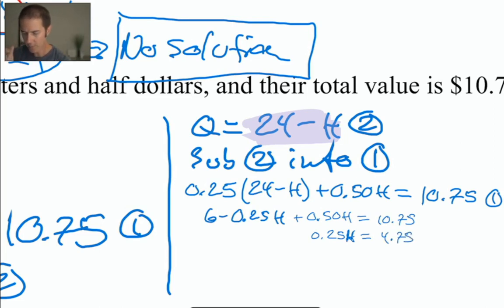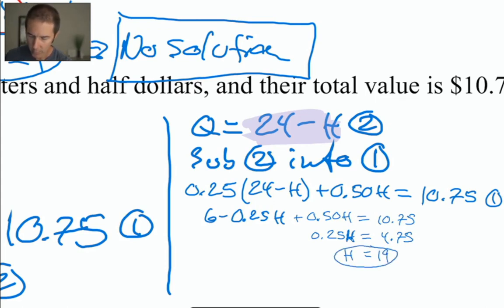And then I'll divide both sides of my equation by 0.25 to finally get an H value of how many quarters are there in $1? How many quarters are there in $4? 16. How many quarters are there in 75 cents? 3. 16 plus 3, 19.